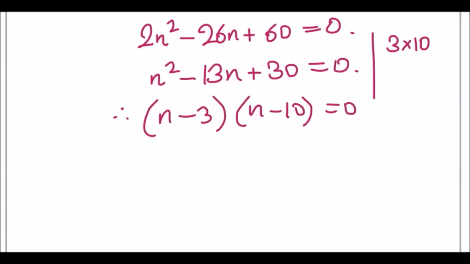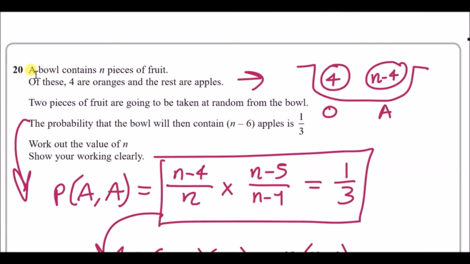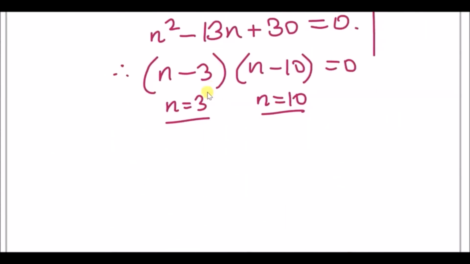This means that when n minus 3 equals 0, n has to be 3. When n minus 10 equals 0, n has to be positive 10. And that's it, guys. It's going to be one of these values. Now the question is, which is it? So apparently you got 4 fruits and you have n altogether, so it can't be n equals 3 because you already have enough oranges. So the answer must be n equals 10.